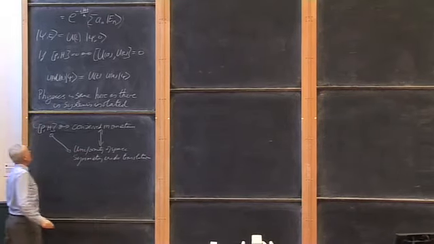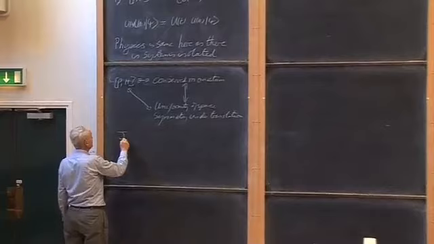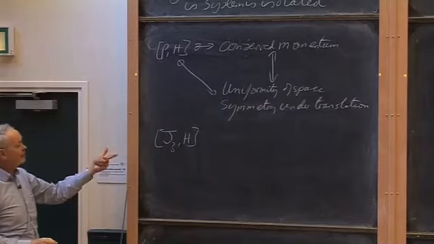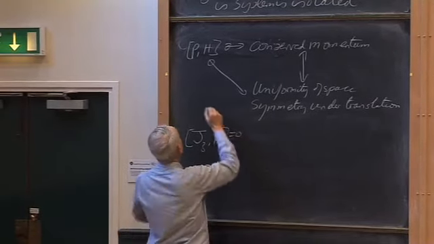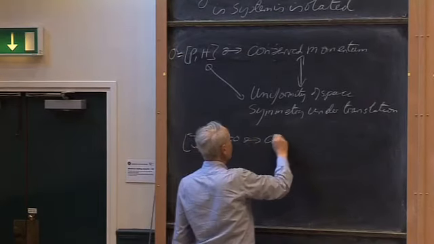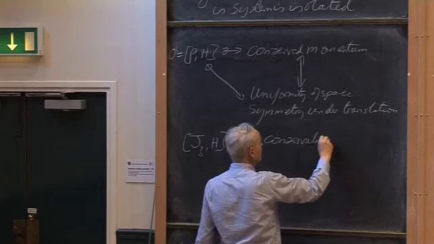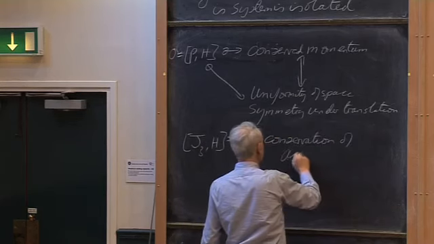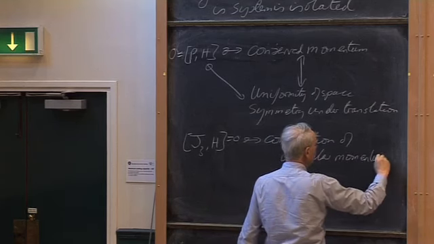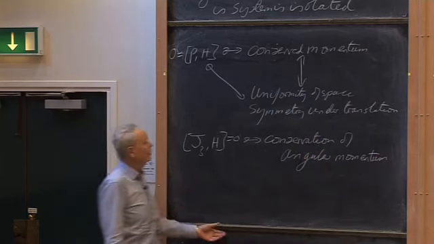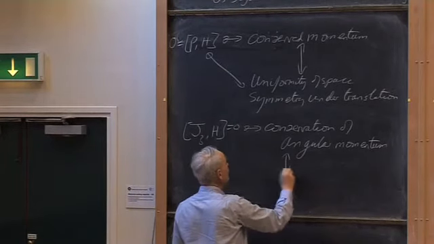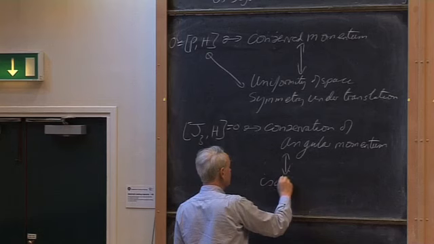Similarly, if it's the case that, say, [Jz, H] equals naught, so this is the generator of rotations around the z-axis, then that is associated with conservation. In classical physics, that's associated with the conservation of angular momentum, which is why we want to call this the angular momentum operator, which is associated with the isotropy of space.